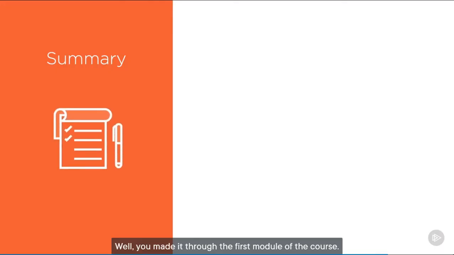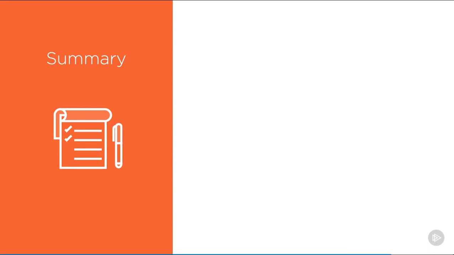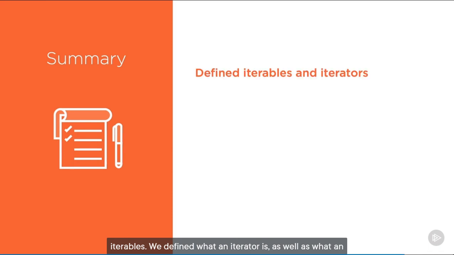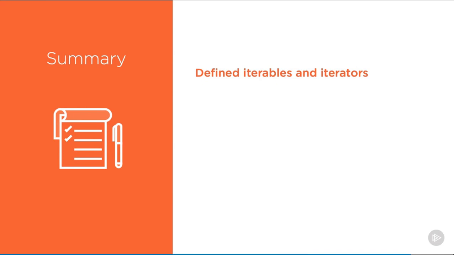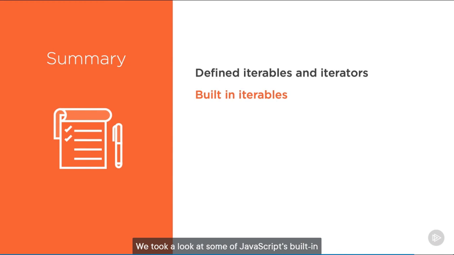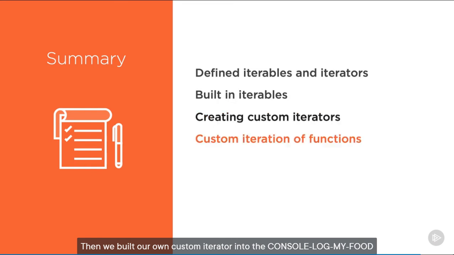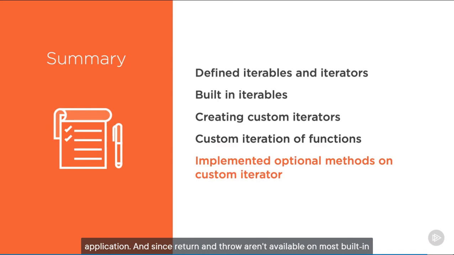Well, you made it through the first module of the course. Congratulations! We went over a lot of different topics that hopefully led to you having a better understanding of iterators and iterables. We defined what an iterator is, as well as what an iterable is, and what the difference is. We took a look at some of JavaScript's built-in iterables and worked through some examples. Then we built our own custom iterator into the console log my food application. And since return and throw aren't available on most built-in iterators, we implemented them from scratch onto our custom iterator.